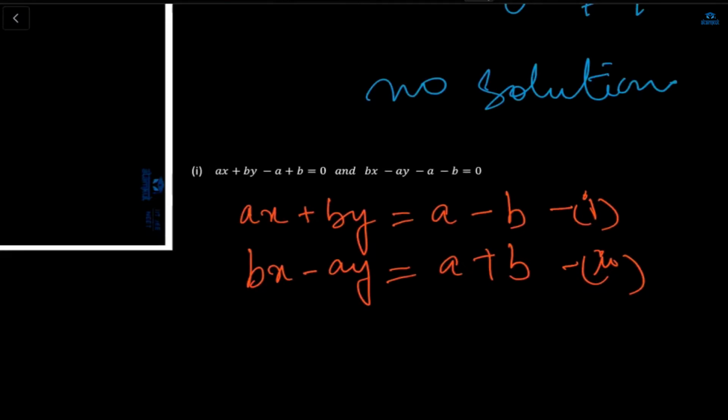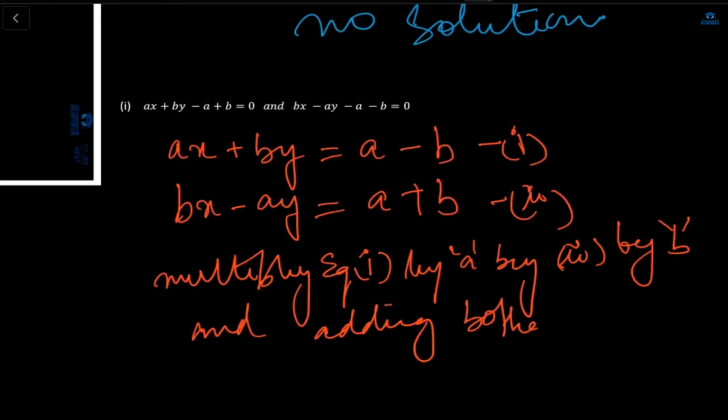So we can cancel y just by adding. But the coefficients are not the same. We have to make the coefficients the same, then only we can cancel the y. So what we are going to do is multiply the first equation with a and the second equation with b.